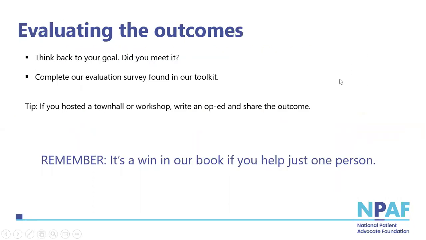And lastly, evaluating the outcomes. Think back to your goal, whatever it is that you set out for yourself, that we hope is realistic, and ask yourself, once the event's over, if it's something that you are doing over the month of April, did you meet that goal? And then we also have an evaluation survey included in the toolkit that you can complete, and we can capture that and let you report back at the end of this campaign to see what the impact was, and what you all did.